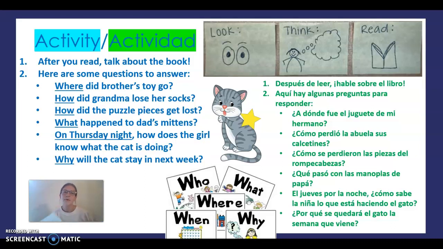You're going to think about what's probably happening or what might be happening or what you think is happening if you really don't know. And then you're going to read those words and talk about what's happening.